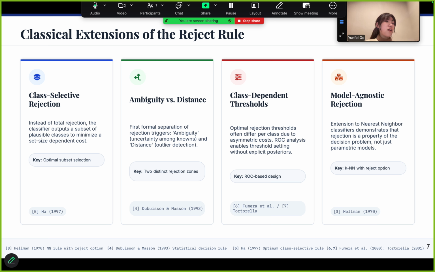And most importantly, Dubuisson and Masson in 1993 formally separated ambiguity rejection from distance-based rejection. They recognized that the posterior-based threshold is insufficient when inputs fall outside the training distribution, because posteriors can extrapolate high values into regions the model has never seen. This is the first formal articulation of the ambiguity versus novelty distinction.